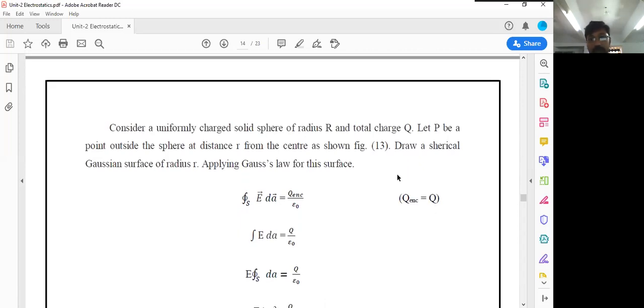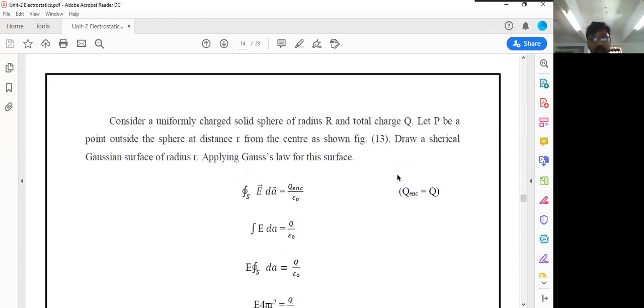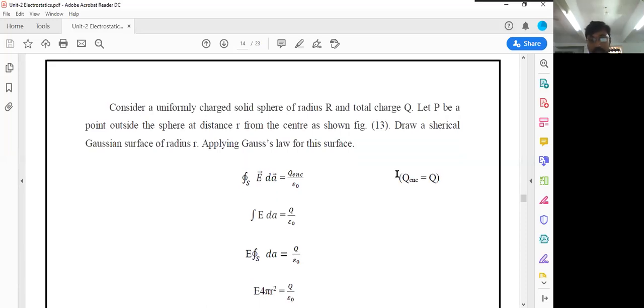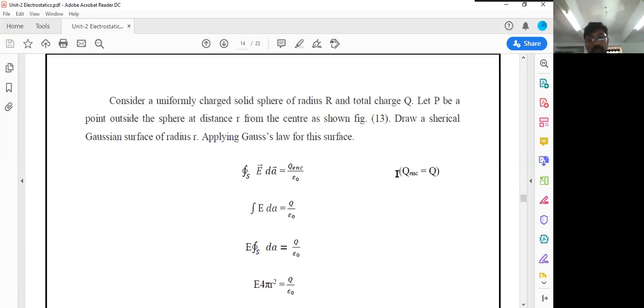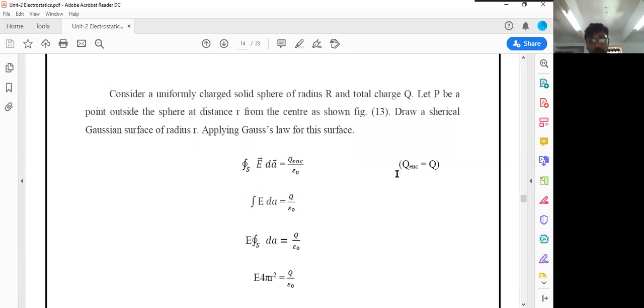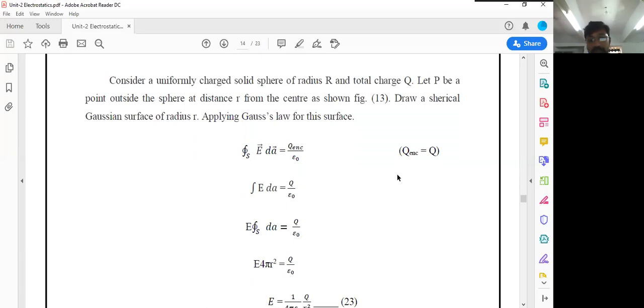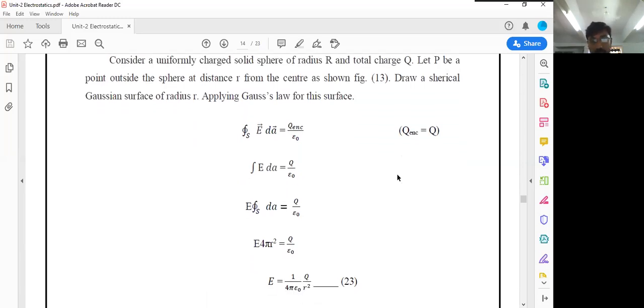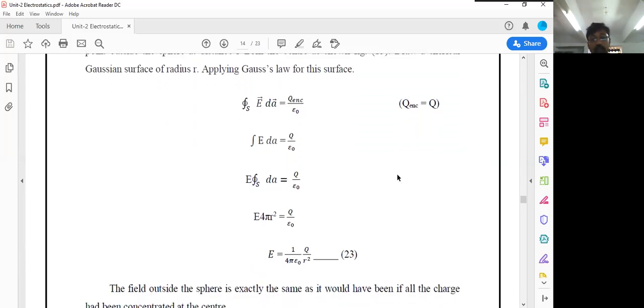Now the electric field E is constant over the Gaussian surface because the charge distribution on the solid sphere is uniform, so it comes outside the integration. The integral over the closed surface of dA is equal to Q upon epsilon 0. Due to the symmetry, the area is 4 pi r square, where small r is the radius of the spherical Gaussian surface. So E times 4 pi r square is equal to Q upon epsilon 0, and making E the subject, E is equal to 1 upon 4 pi epsilon 0 times Q upon r square.